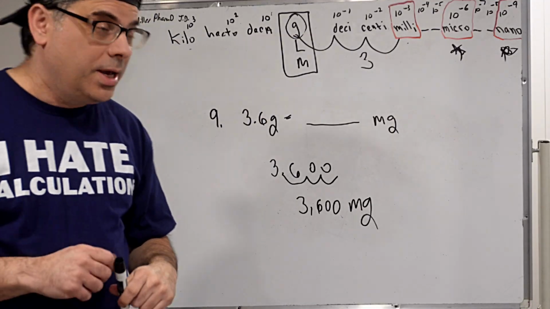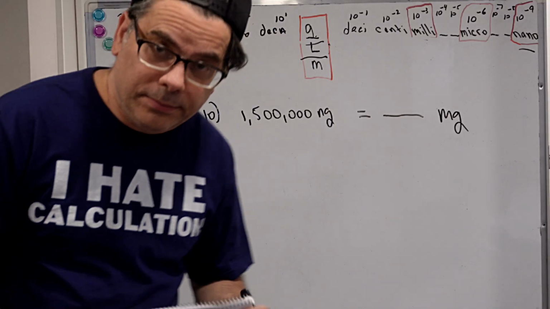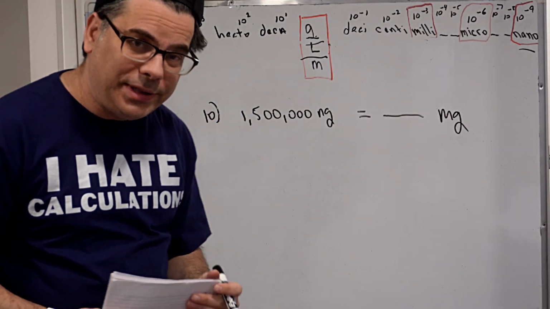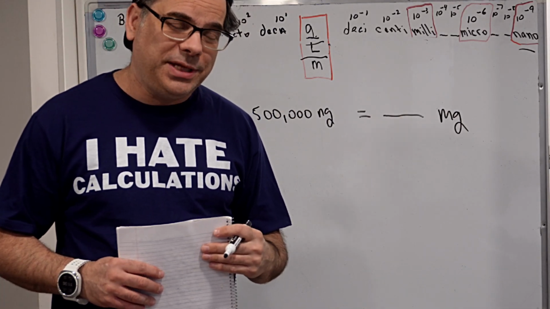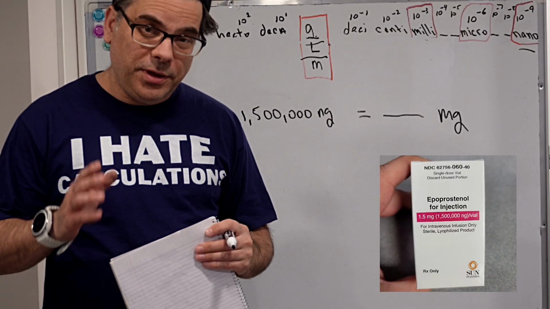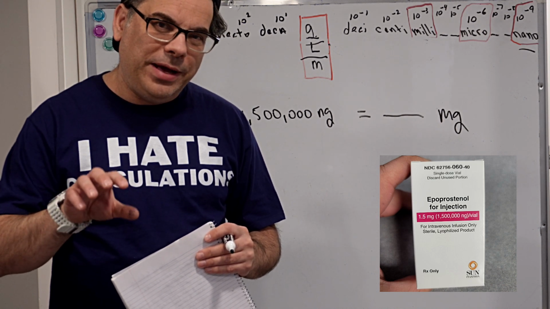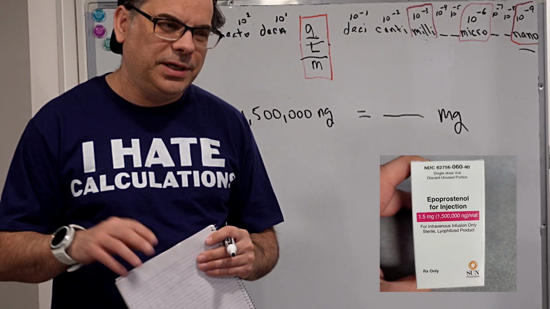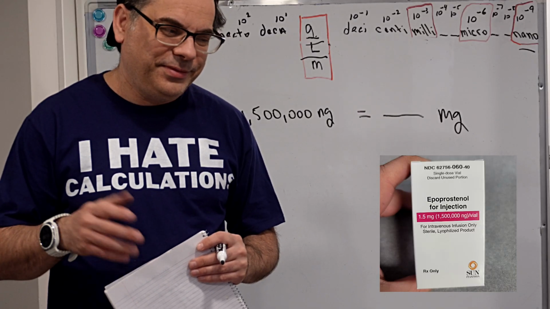All right, question number 10. 1,500,000 nanograms is how many milligrams? Now in real life, we do have vials that have nanograms, very rare. I'll post a picture of it just to show you. But the good news is that in real life, the vial will have both milligrams and nanograms if it's dosed in nanograms, but just to give you a sense, they also have the milligrams. On the exam, you have to know this.